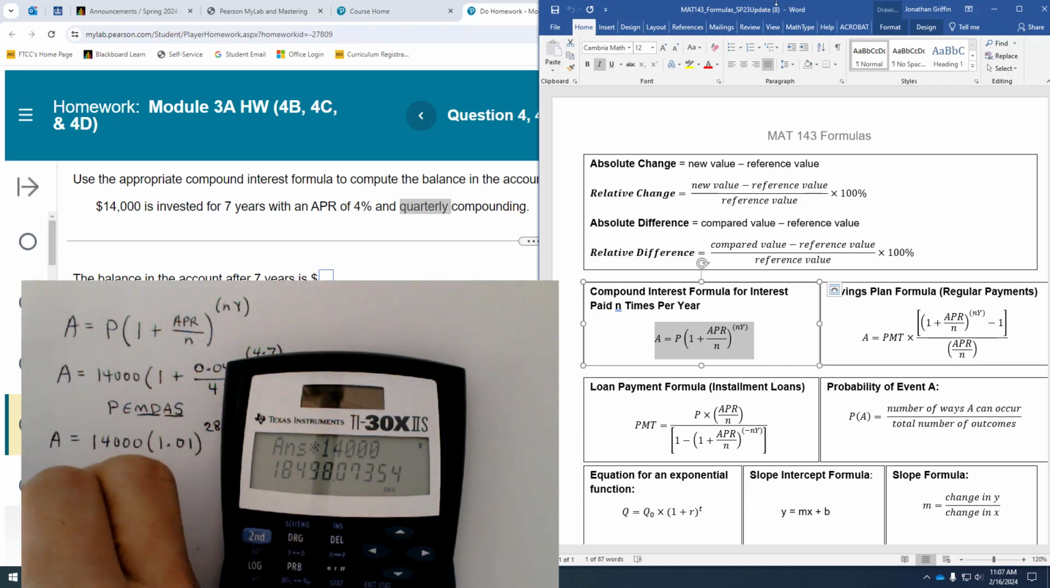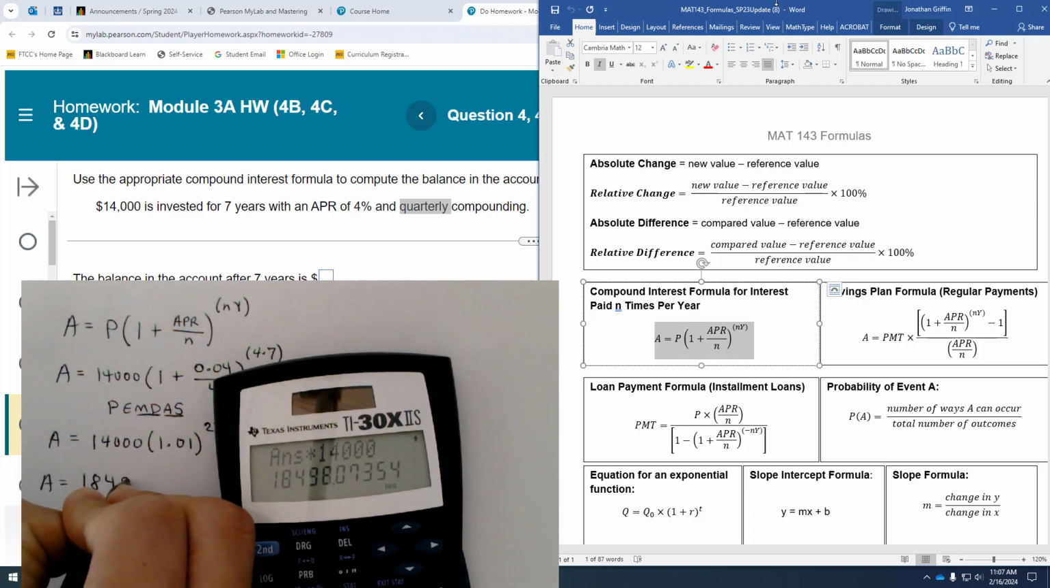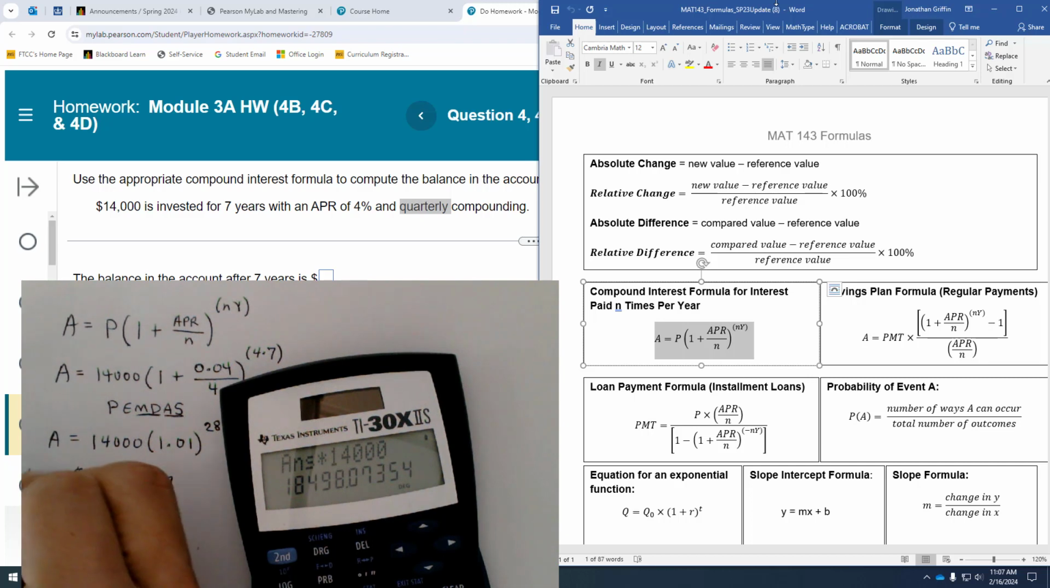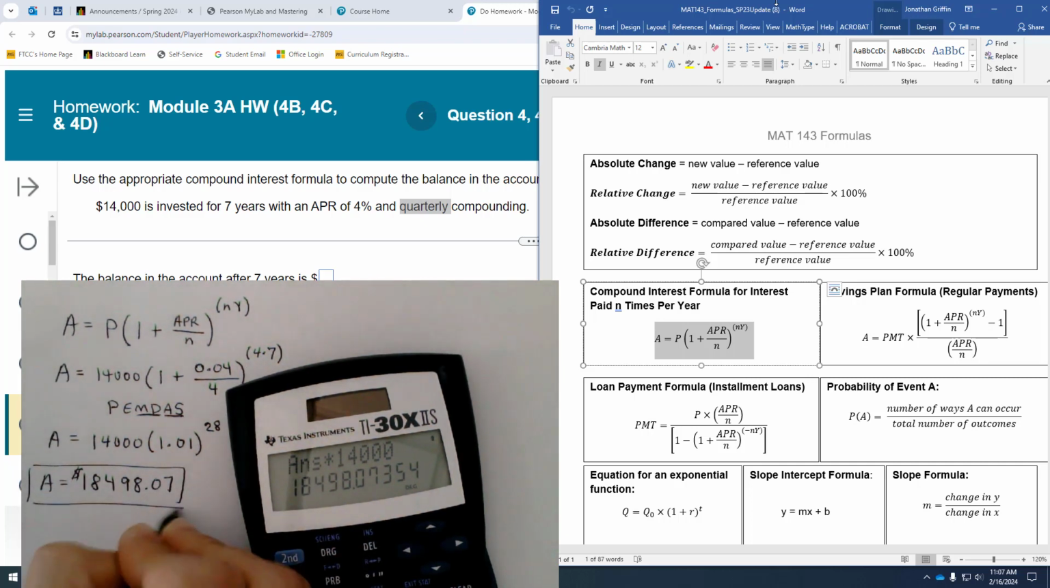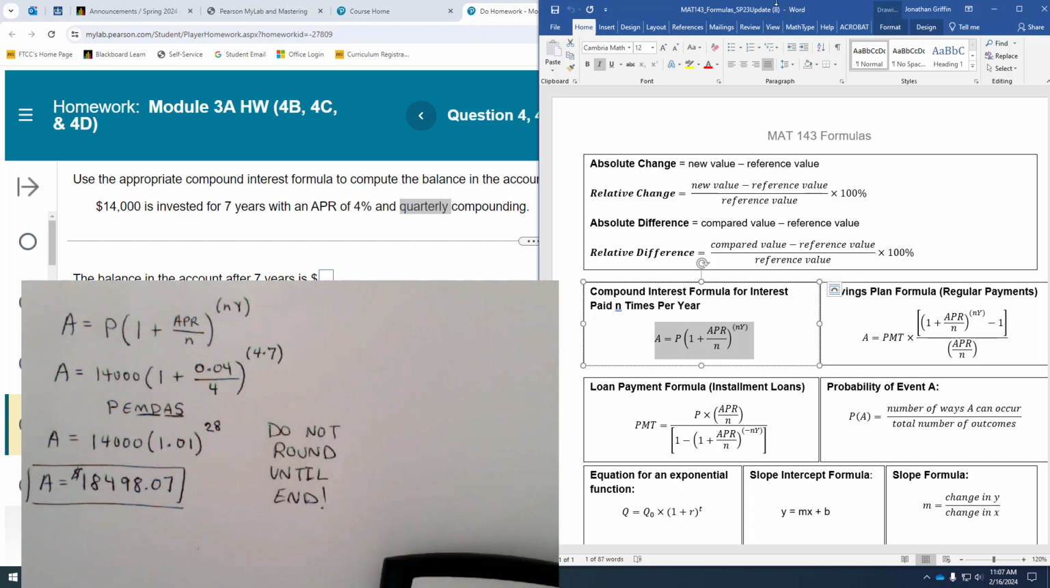So our accumulated amount is $18,498.07. Right there. And so from there you can say, oh, I made almost $4,500 in earned interest. Okay, but you do need to be very careful. Do not round until the end. So that is the answer to this problem. We'll type it in just a second.